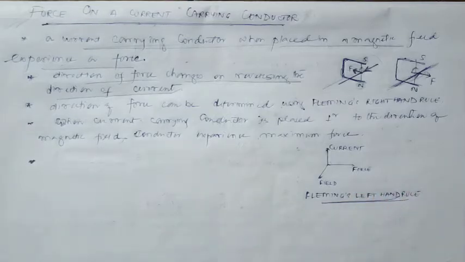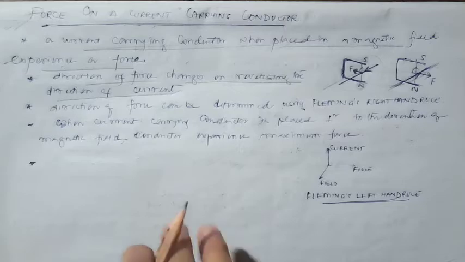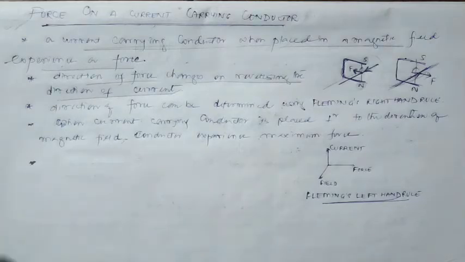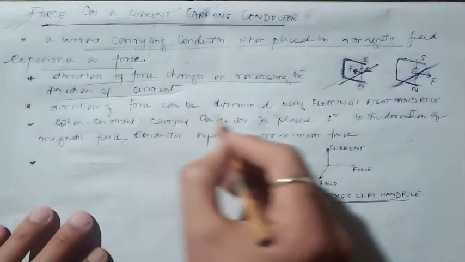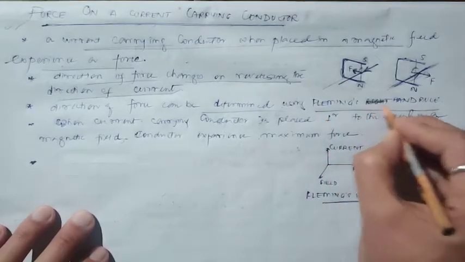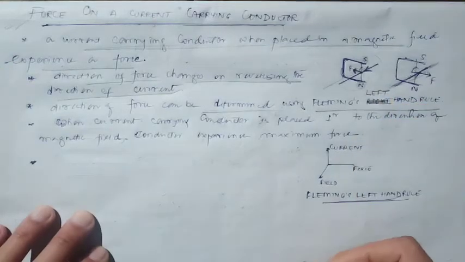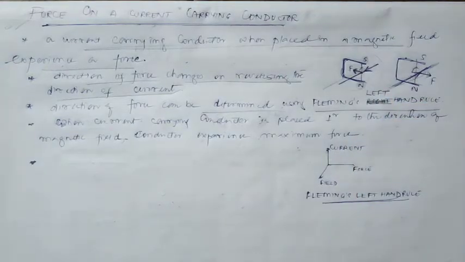Now how do we know? This current carrying conductor experiences force in which direction? The direction of this force which the current carrying conductor experiences on placing inside a magnetic field is determined by a rule called Fleming's, not right, it's a left-hand rule. Fleming's left-hand rule.